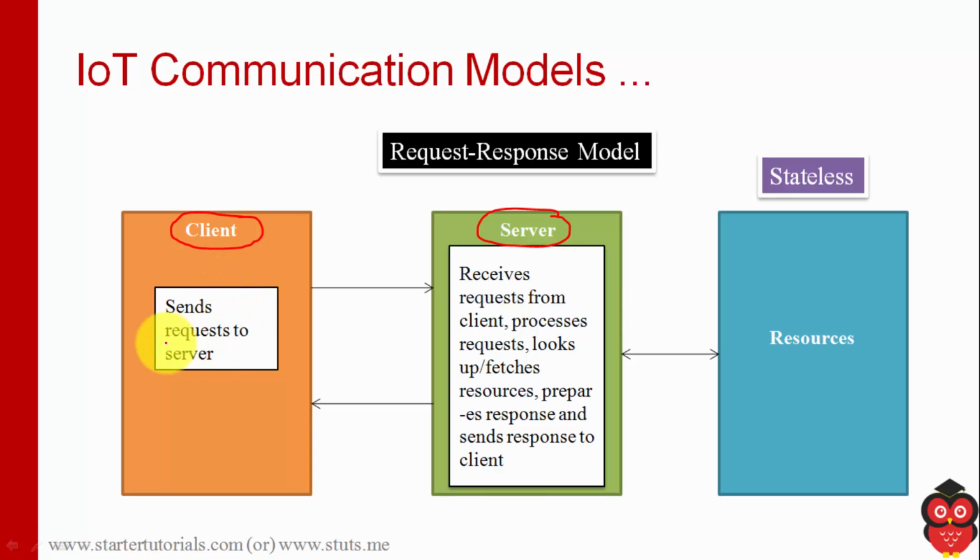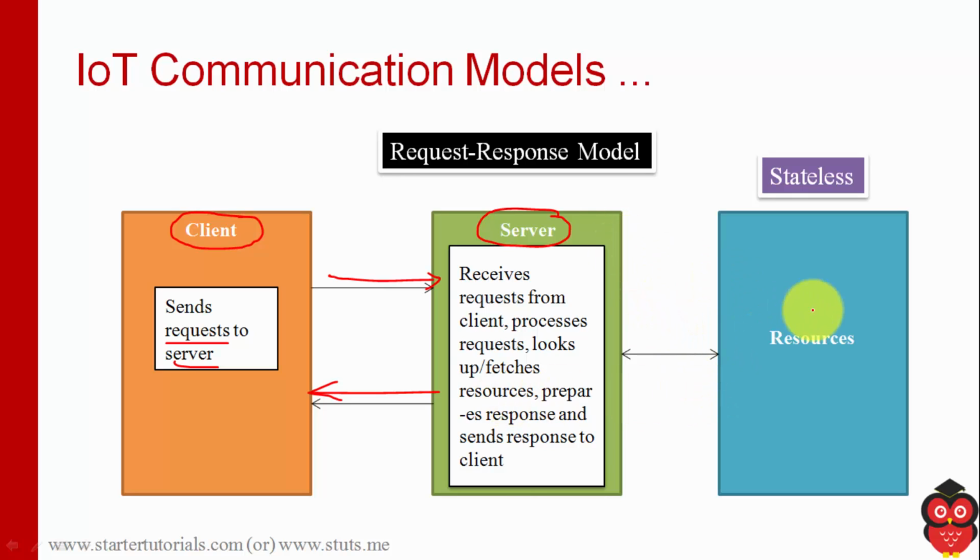That means you are sending different requests to a server. Let's say you are opening facebook.com, that is a request from your browser. It goes to the Facebook server. The server processes your request and gives back some response. That is request response model. So we have a client which sends requests, and we have a server which receives the request, processes the request, and then sends back the response.